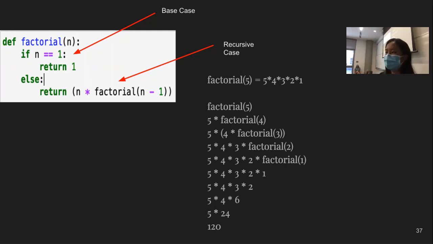And then you know that the smallest case you want to stop at would be if n equals 1. In that case, you would just return 1. Does that answer your question a bit, or is it pretty confusing?